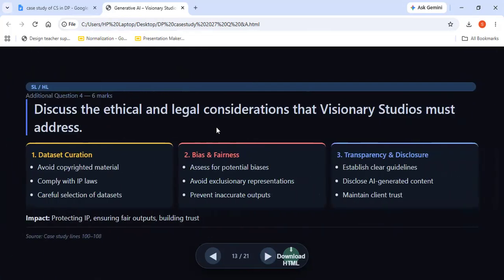Discuss the ethical and legal considerations that visionary studios must address. Data set curation: if you have any copyrighted material or any biased material, then you have to recheck, otherwise it will produce inaccurate output. Transparency is also very important. If you don't have transparency and disclosure about what type of data you are using, then it will be a legal and ethical issue.